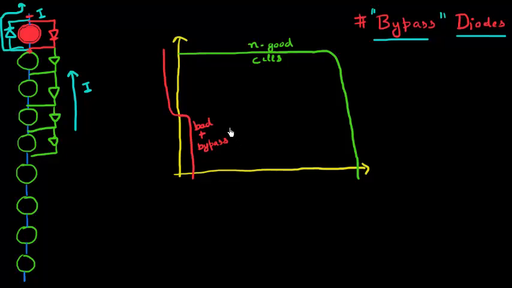So this is how the IV characteristic of my bad cell plus my bypass diode would look. Now, how would the overall system look? Again, I can flip this around, and I'll find that the short circuit current would be where these two curves meet, and it would be very close to somewhere over here.